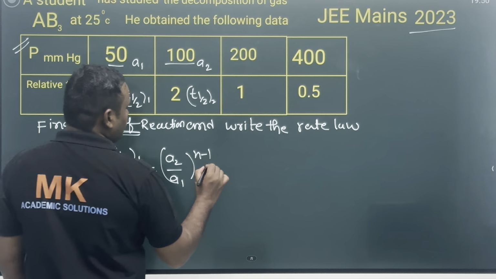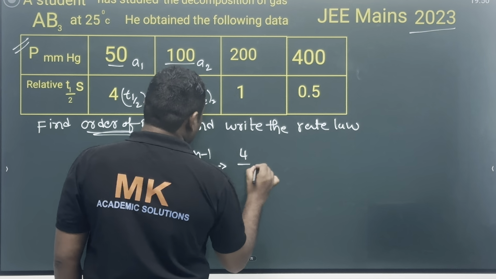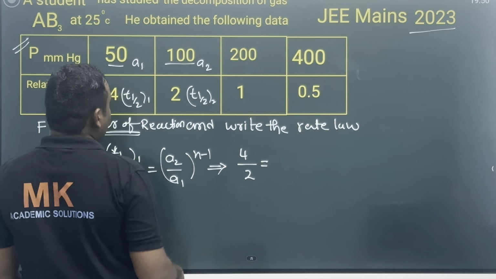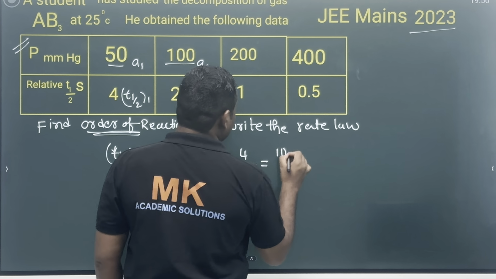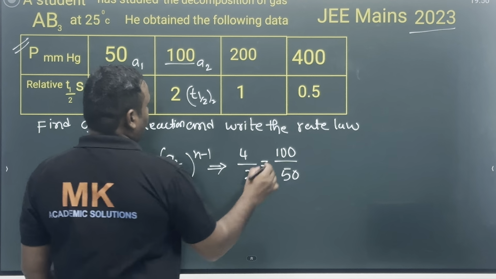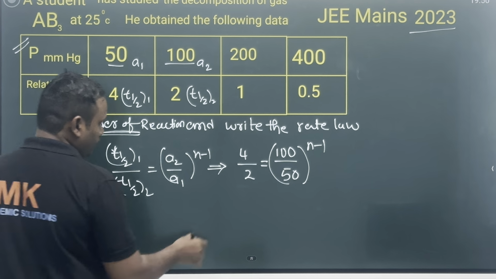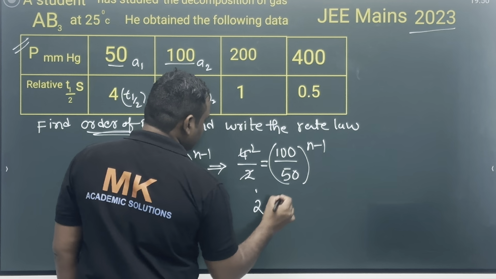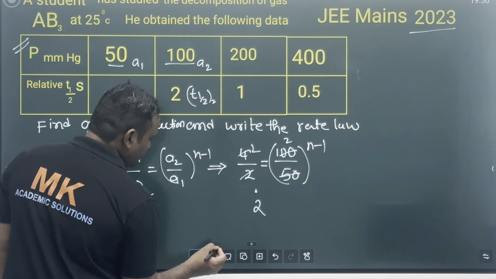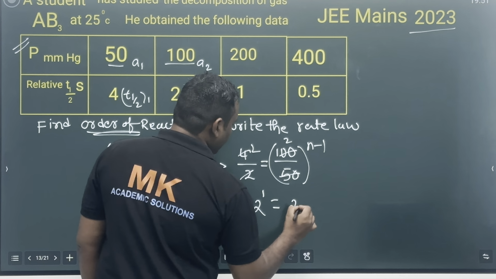Okay, now substitute the data. What is the T half 1? 4. What is the T half 2? That is 2. Seconds will get cancelled out. What is A2? That is 100. And what is A1? 50. Whole power n minus 1. Okay. So 2 ones are 2, twos are 2, here also we will get 2. So here 2 power 1 is equal to 2 power n minus 1.